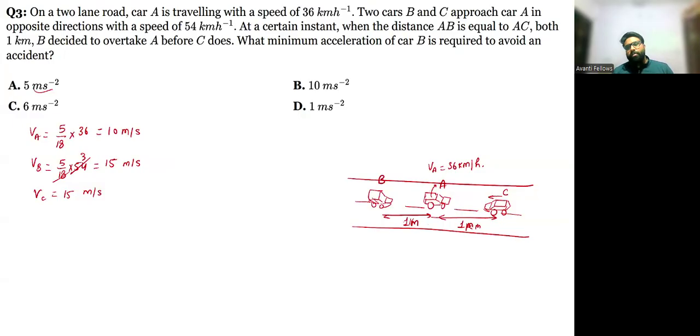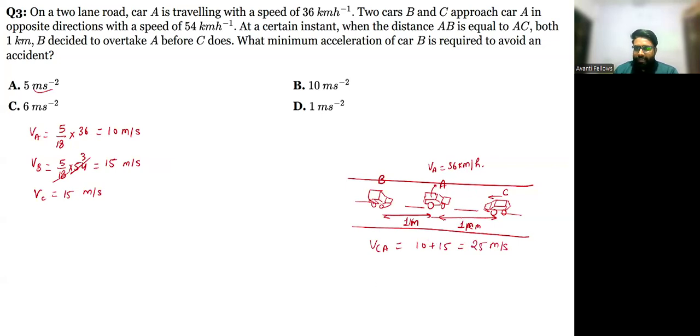Okay. Now it's very obvious that if we observe the motion of both the cars from the point of view of A, we will find that C is moving faster than B because it's in the opposite direction. So if you calculate the velocity of AC, which means velocity of CA, which means velocity of C with respect to A, and both are in opposite directions, so they will add up: 10 plus 15, which is equal to 25 meter per second.